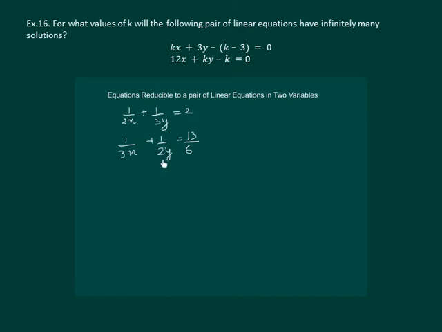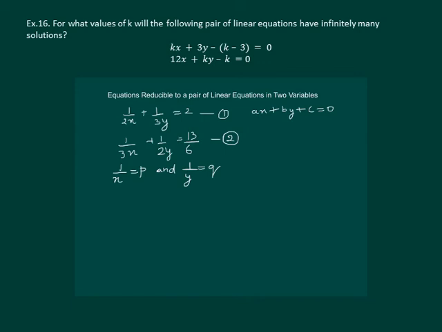This pair of equations is not linear as x is coming in the denominator, and both the equations are not comparable to the general form of linear equation ax plus by plus c equal to 0. But we can convert these two equations into linear equations by substituting 1 by x equal to p and 1 by y equal to q. Let us look how it gets converted.